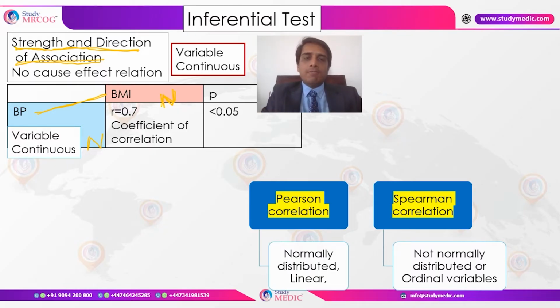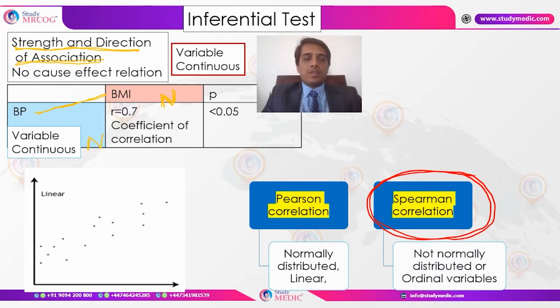Now, if one of these variables or both are not normally distributed, or if one of these variables is an ordinal variable, then we go ahead and use Spearman's correlation test, which is the non-parametric equivalent alternative to the Pearson's correlation test. That is the Spearman correlation test is what we use in that scenario.